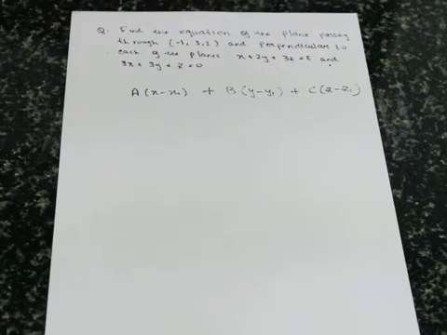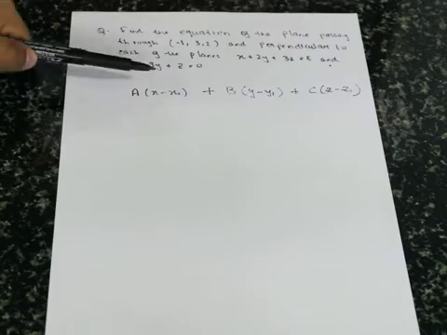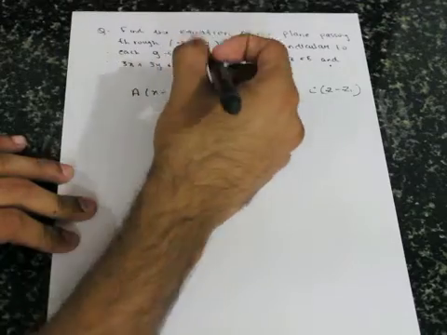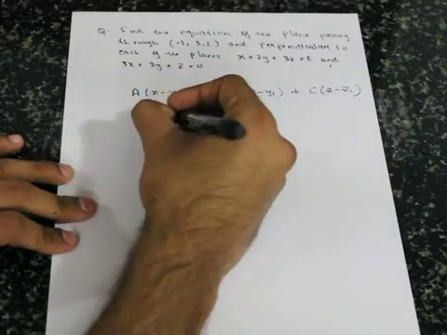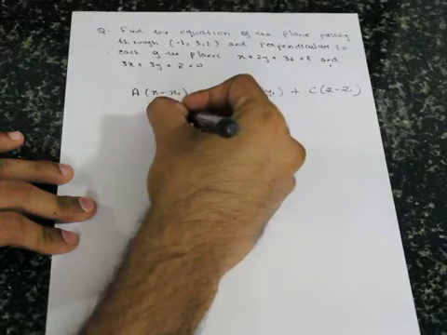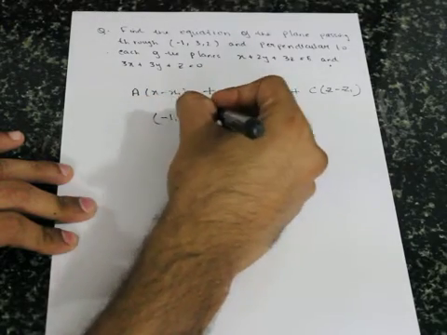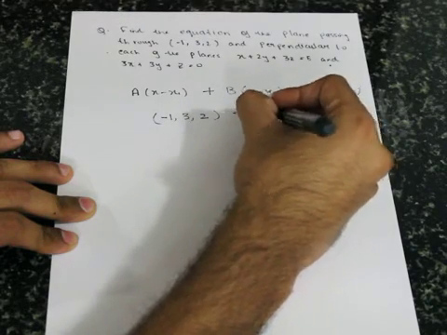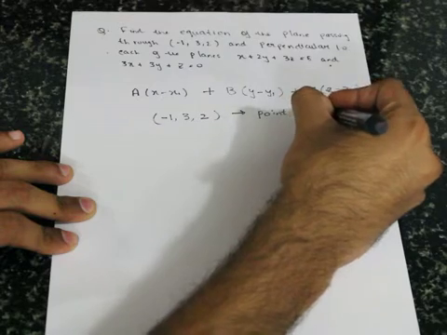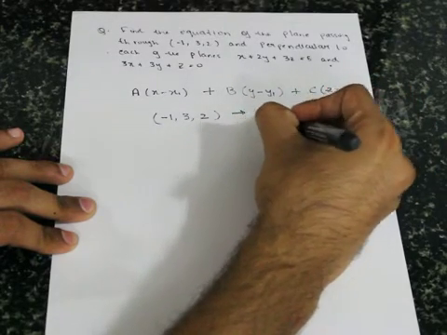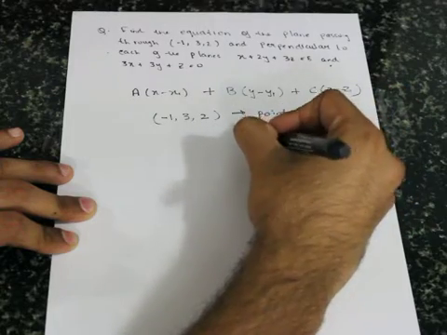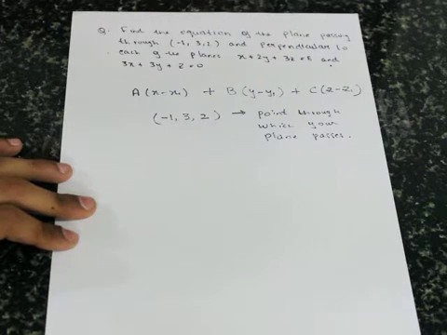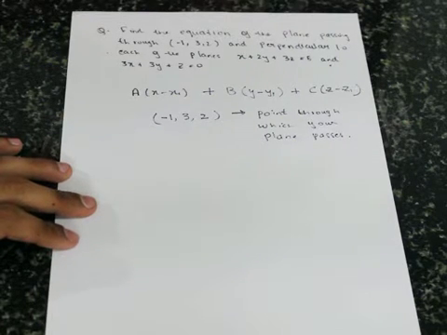So for a plane you need your normal and you need a point, as in your x1, y1 and z1. Out here we've been given (-1, 3, 2). So -1, 3 and 2 becomes the point through which your plane passes. So we have sorted out x1, y1 and z1.